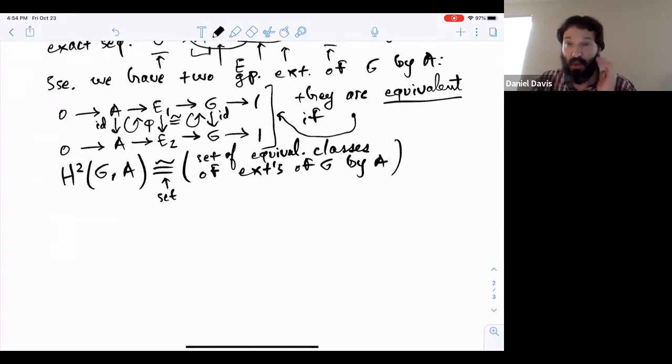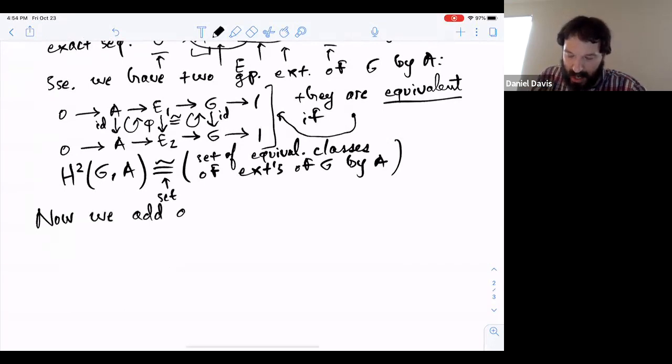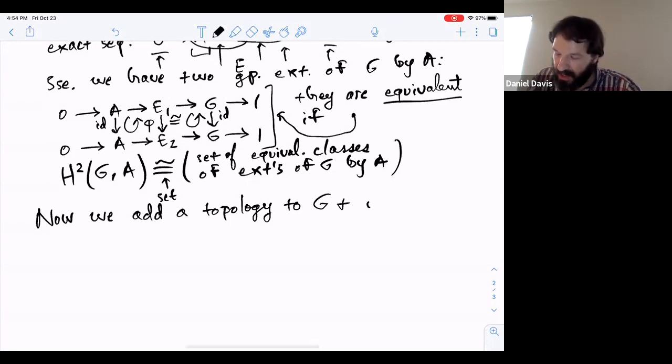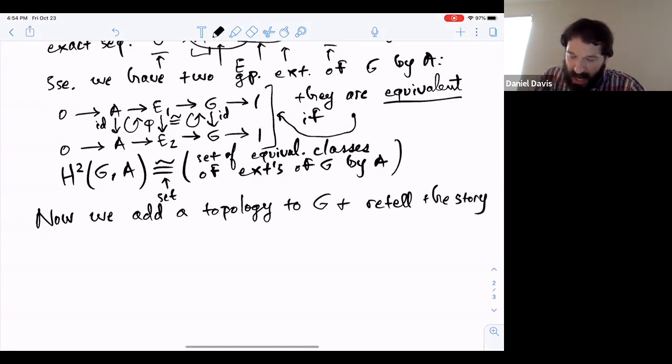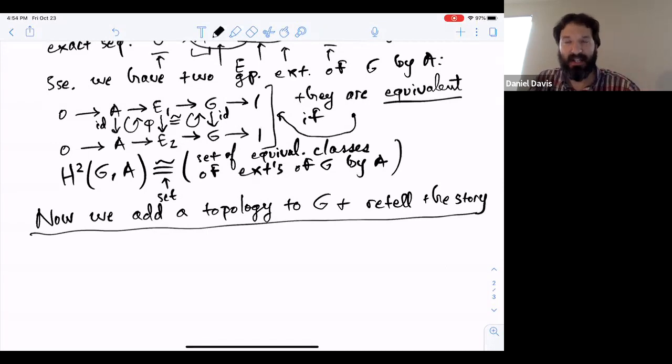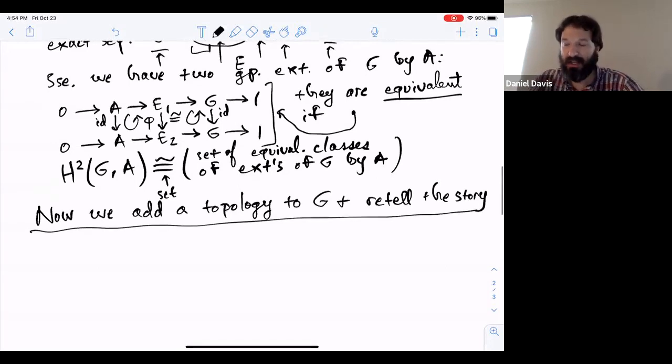Okay, so now what we want to do is to get closer to the real matter. So now we add a topology to G, and then we're going to retell the story. Okay, and basically it's the same story, but there's additional structure. So certain things get decorated in certain natural ways. So I want to say how that goes.